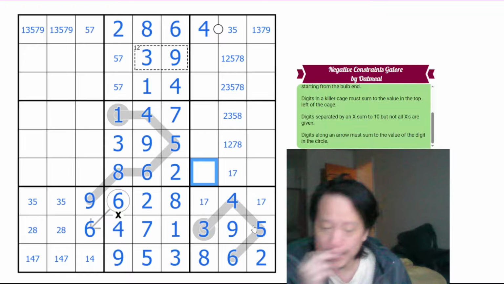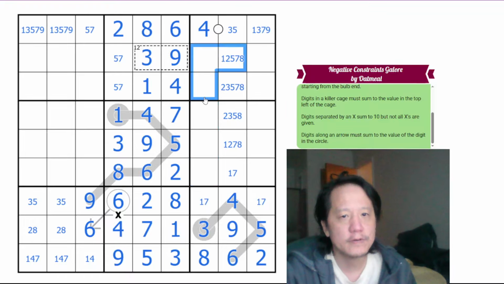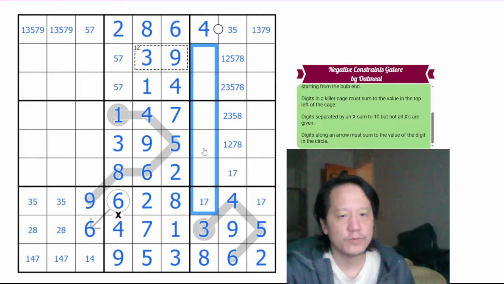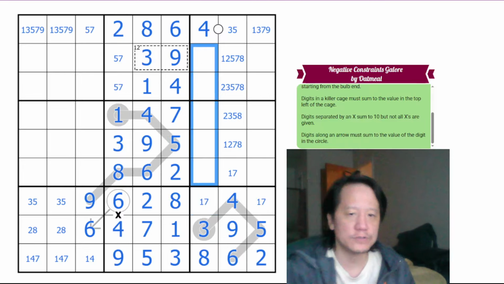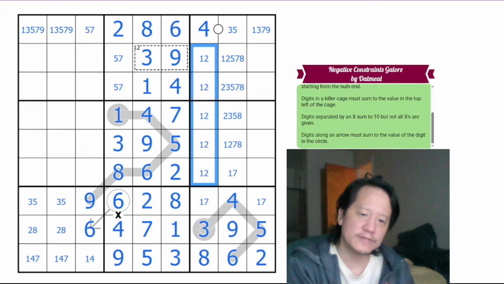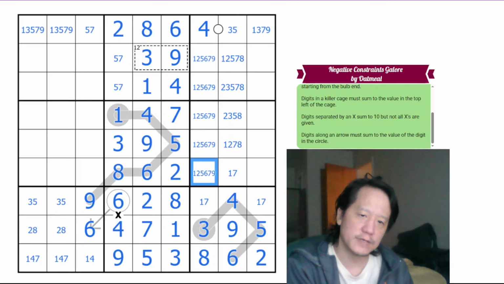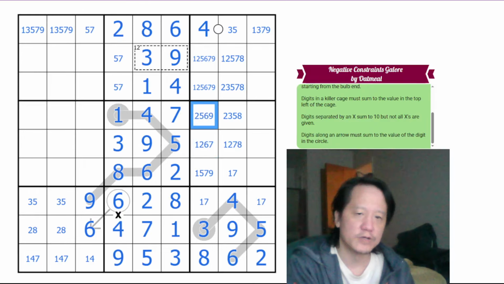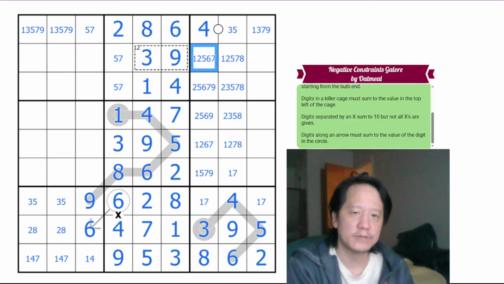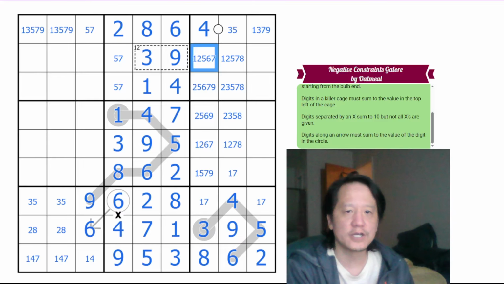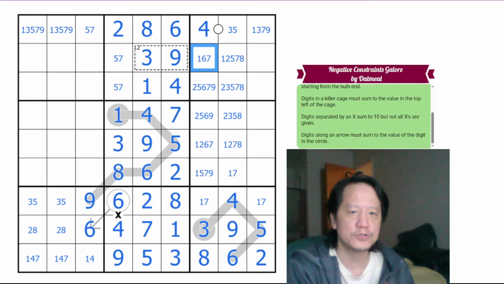Remaining digits in column 7. We have 1, 2, 5, 6, 7, 9. This can't be 2 or 6. No 5 or 9. No 1 or 7. No 1. No 9. This digit cannot be consecutive with 4 or in a 1 to 2 ratio, so no 2 or 5. This digit cannot be in a 1 to 2 ratio or consecutive with 4, so no 2 or 5.